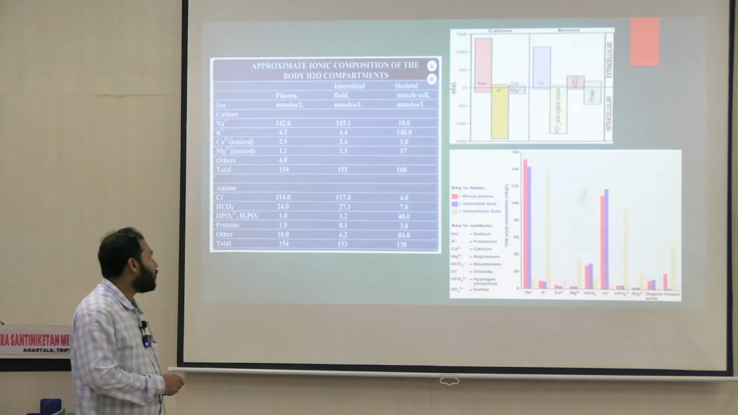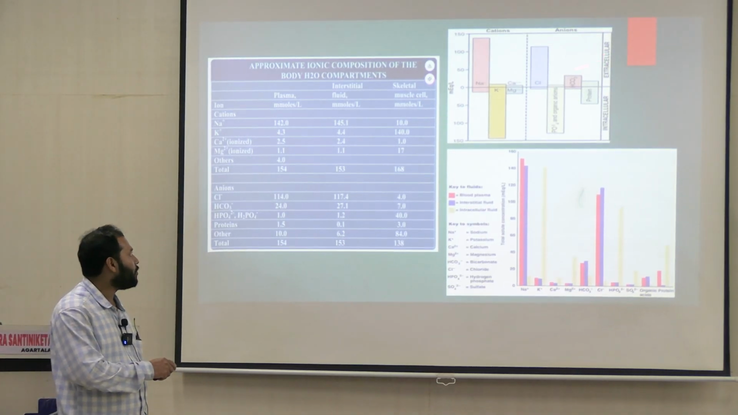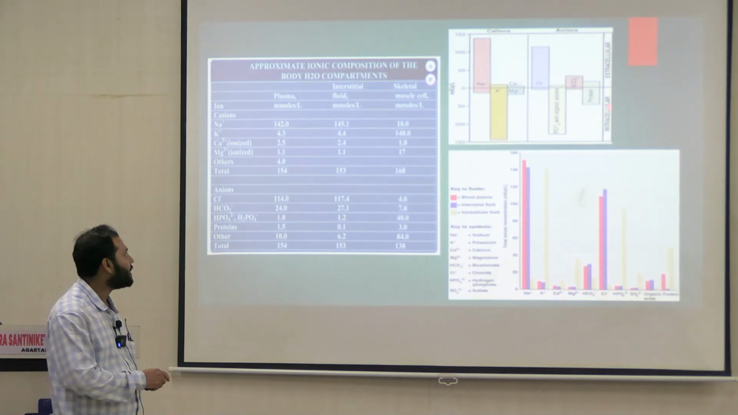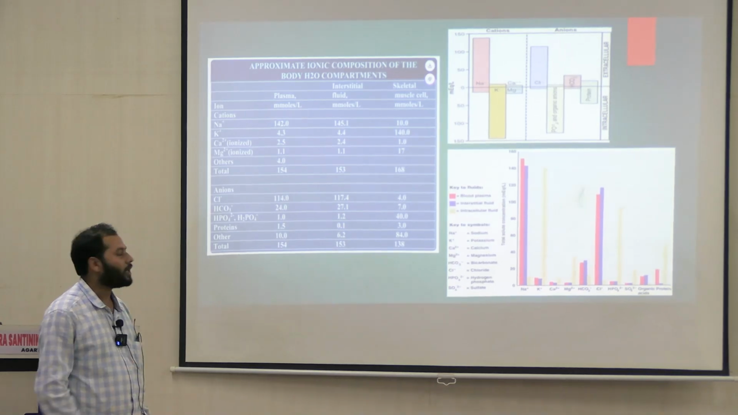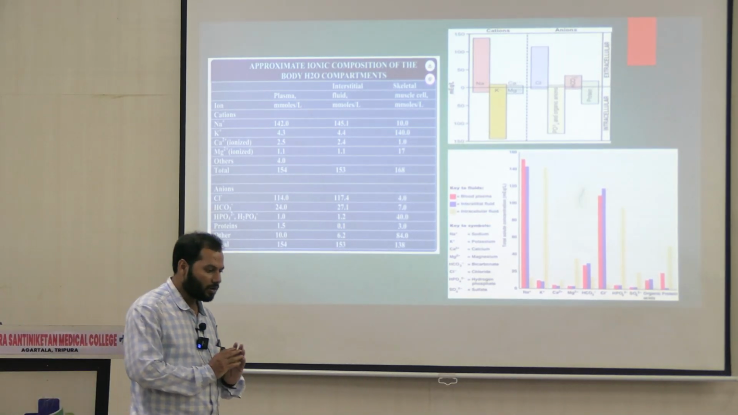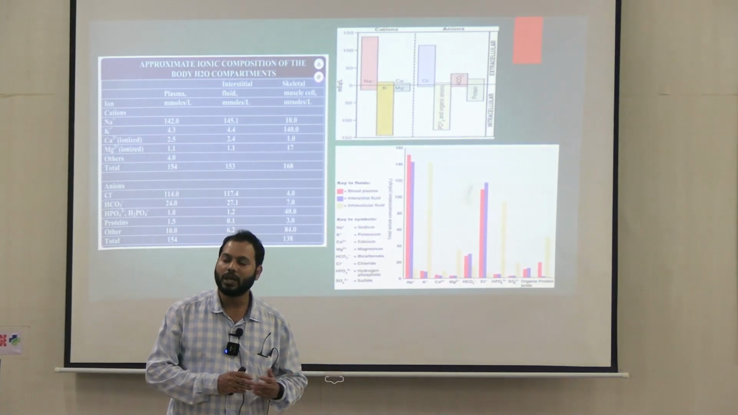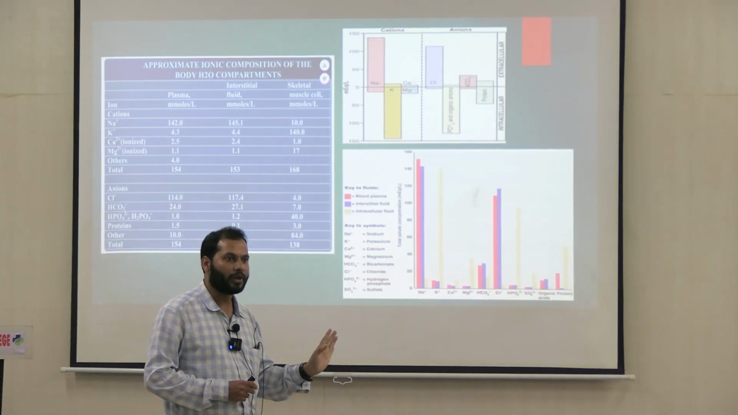Now, the extracellular fluid contains a maximum amount of anions in the form of chloride ion, whereas in intracellular fluid the maximum amount of anions is phosphate and some inorganic ions. So this is the general distribution pattern of some important cations and anions in both the extracellular fluid and intracellular fluid.